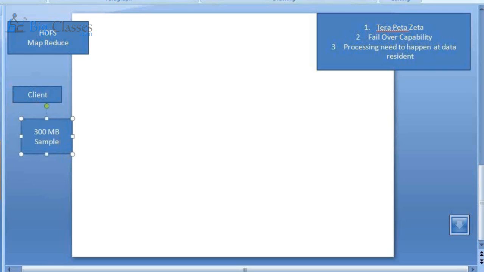One thing I want to tell you: Big Data Hadoop has the option of processing any type of data, be it structured, unstructured, or semi-structured. So it can take any type of data that is coming across. You have this 300 MB sample of data here, and I want to store it across the network.